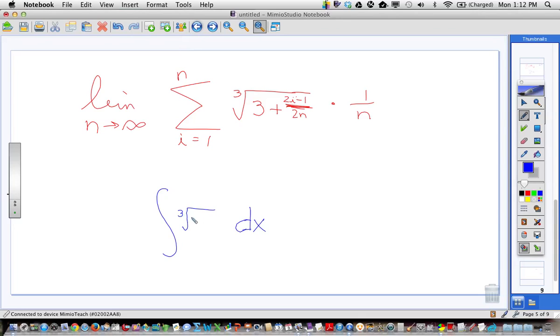Cube root, or x to the 1/3 if you wanted to do that. Cube root of x is what the function is. This messy stuff in here is where the x would be. If this was all expanded out, it would have been 3 plus something, 3 plus something, 3 plus something. Matter of fact, we should do that next. Let's put a 1 in for i. So we get 2 times 1 is 2, 2 minus 1 is 1, so we get 3 plus 1 over 2n.